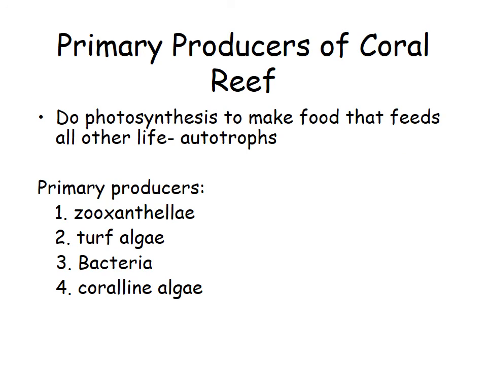All right. The primary producers for coral reefs do photosynthesis to make food that feeds all the other life. The primary producers in the coral reef are your zooxanthellae, your turf algae, the bacteria that live there, and the coralline algae. These are the things that feed from the sun. Remember, the sun gives its energy to the producers, the producers are the bottom of the food chain, and they give 10% of the energy that they make to the next level up on the food chain, and so forth. So the primary producers are very important. If the primary producers leave the coral reef, it dies.